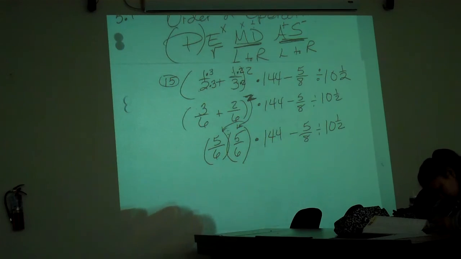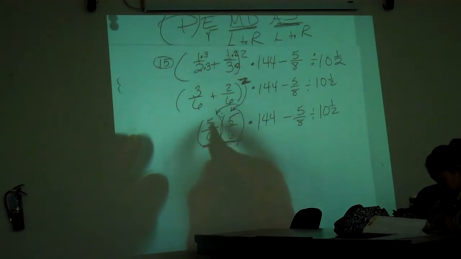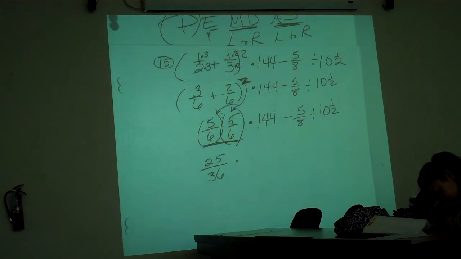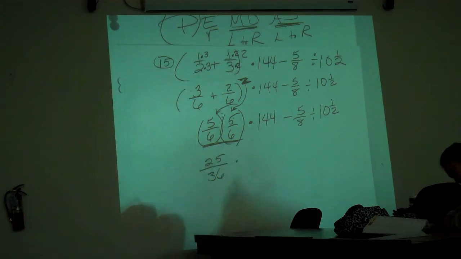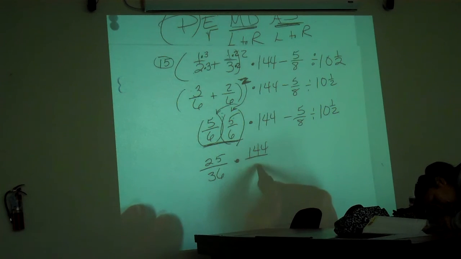Okay, now we're going to do this multiplication. 5/6 times 5/6 is 25 on top, 36 on bottom. When we put the times 144 next to it, make it where you put it over 1, okay? The 144 is going to be multiplied, so you need to have it over 1.